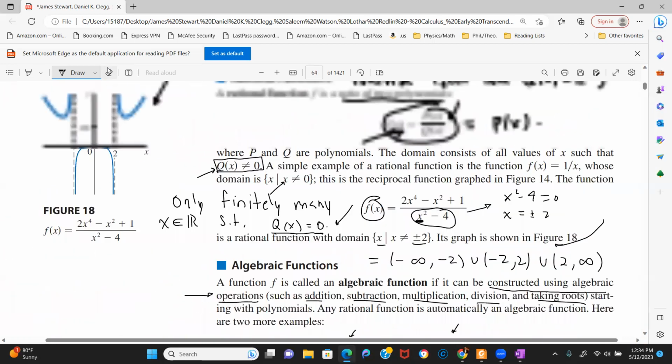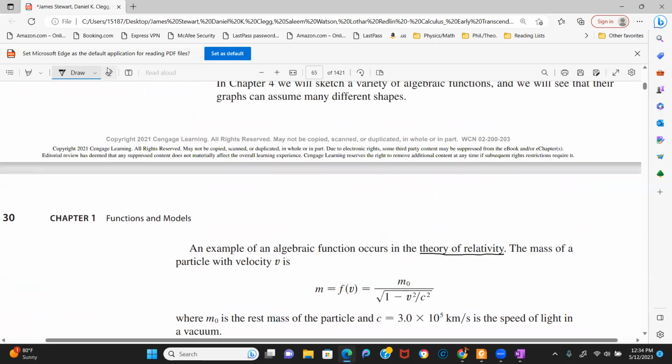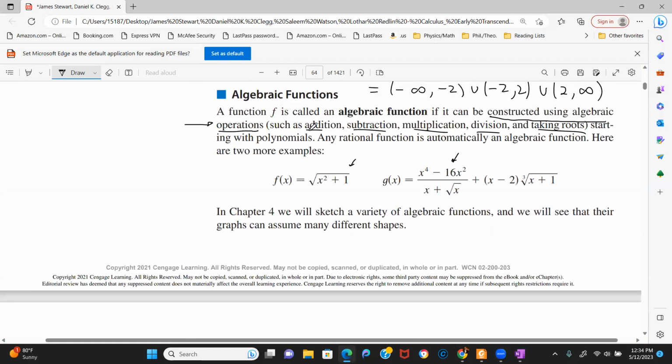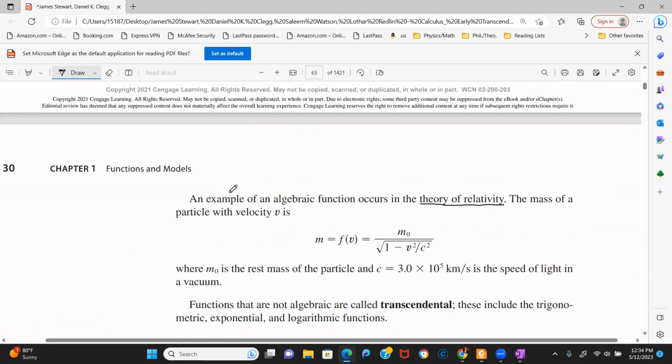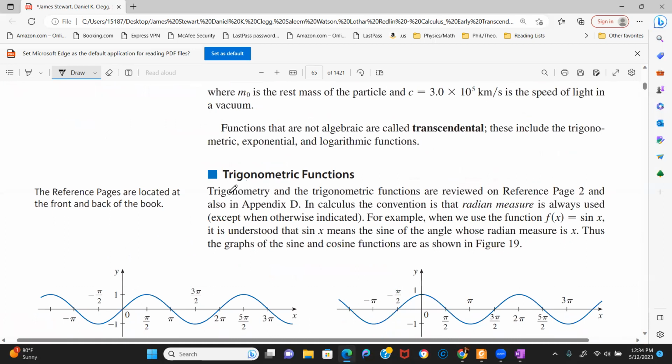All right, so that's algebraic functions. Not a whole lot to say there. They can be pretty. This is like the Wild West right here. In other words, the algebraic functions represent the Wild West of all functions. Another type of function we can look at are trig functions, and these are very different.